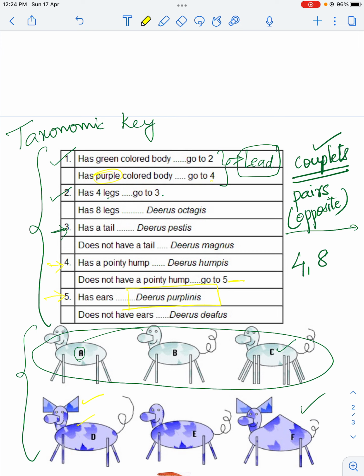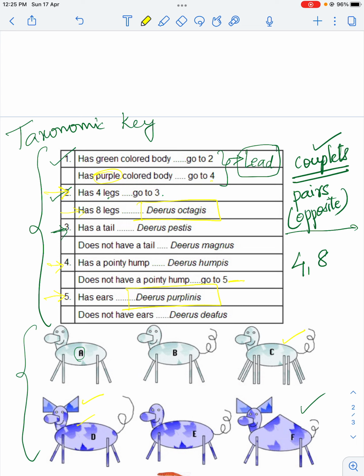Alright, let me go ahead with one more example, the one which is quite different here. Now, we'll use the same taxonomic key. Has a green body color? Yes, of course, this has green body color. Then I have to go to lead 2. Does it have 4 legs or 8 legs? It has 8 legs. Then this species is Dirus octagus. So this is how you make use of taxonomic keys to identify any plant or animal.